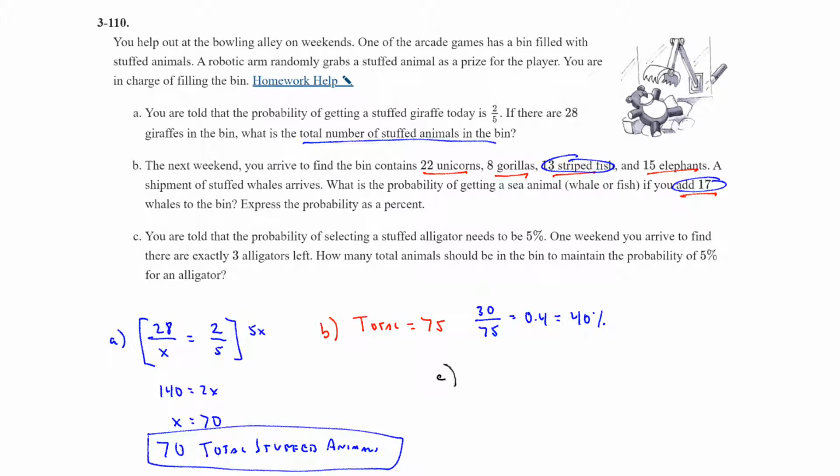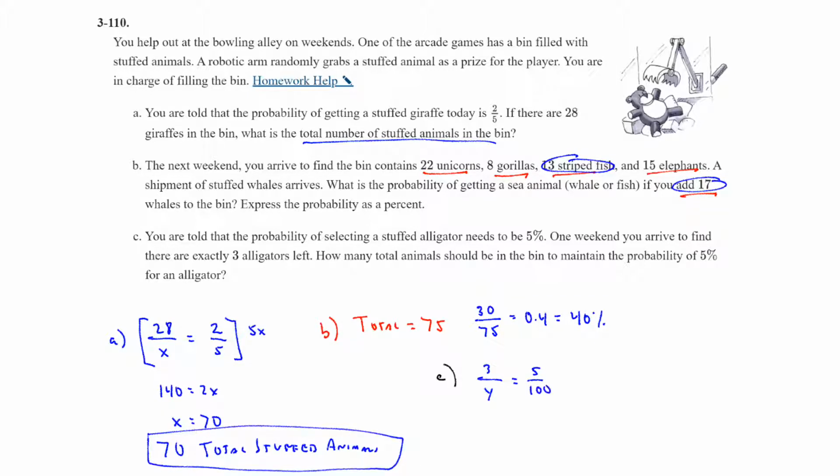All right, last one, C. You are told that the probability of selecting a stuffed alligator needs to be 5%. One weekend you arrive to find there are exactly 3 alligators left. How many total animals should be in the bin to maintain that probability of 5% for an alligator? So how many total animals need to be in there? We know there's 3 alligators. We don't know the total. So I'm just going to put that over Y because we don't know how many. We need to figure out how many total need to be in there with those 3 to represent 5%.